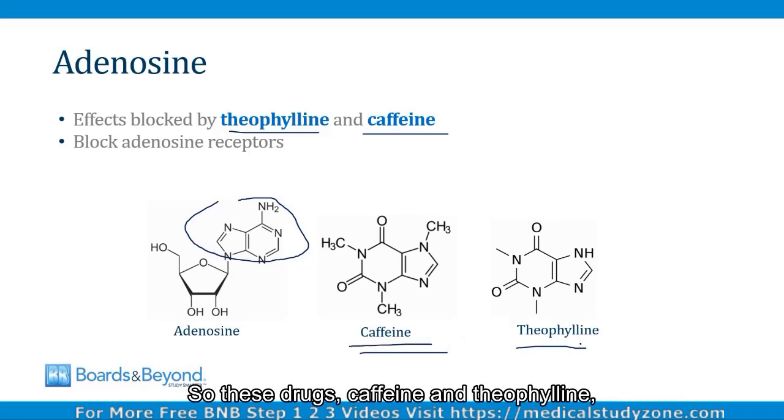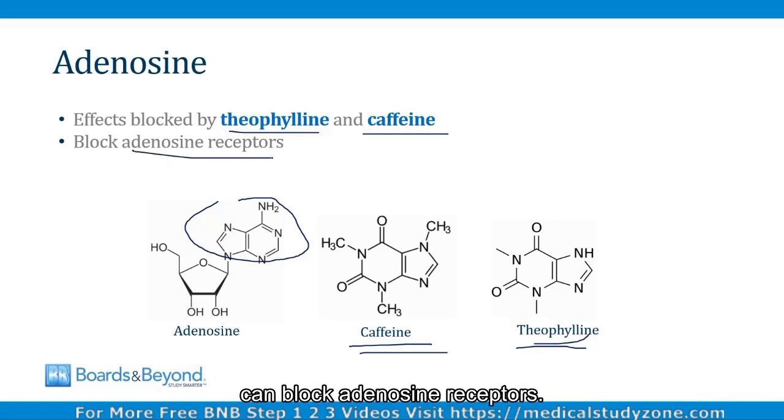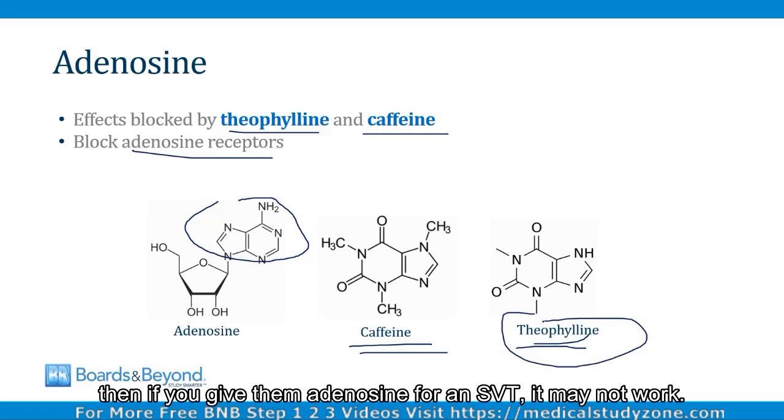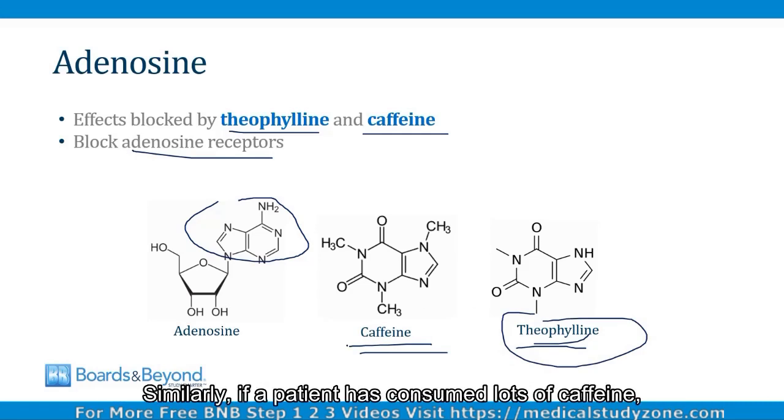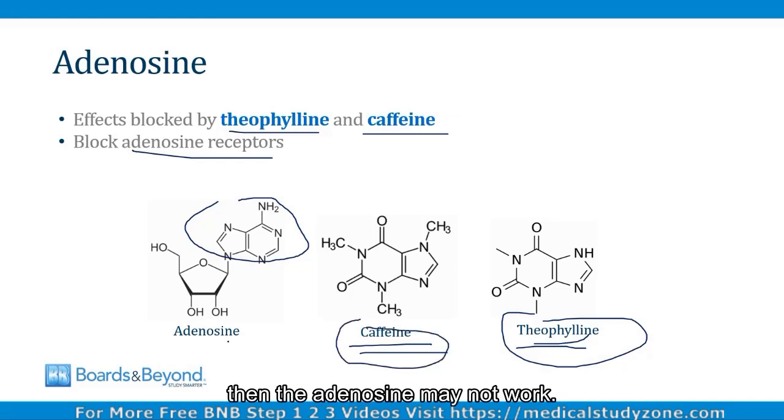So these drugs, caffeine and theophylline, can block adenosine receptors. So if a patient is taking theophylline, then if you give them adenosine for an SVT, it may not work. Similarly, if a patient has consumed lots of caffeine, then the adenosine may not work.